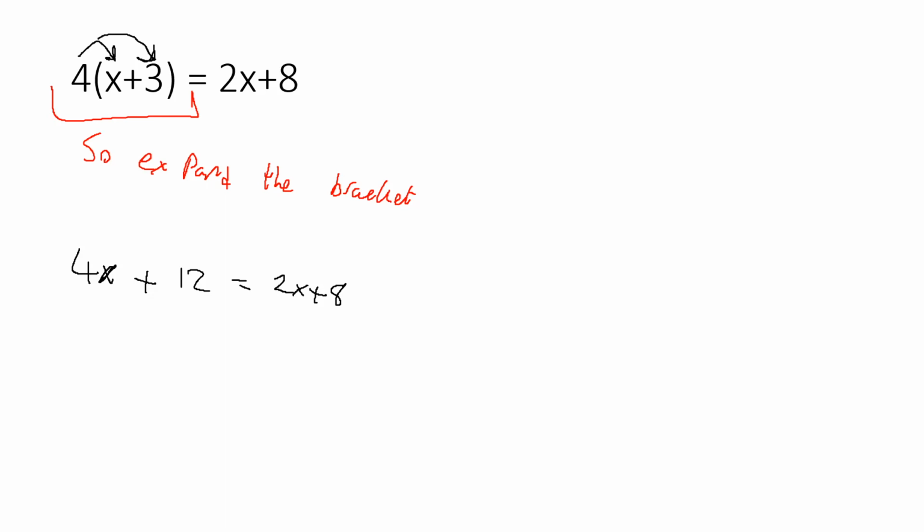So, I want all my x's on one side. This is an x value, so I'm going to minus 2x to put it on the other side. What's 4x minus 2x? 4x minus 2x is equal to 2x.